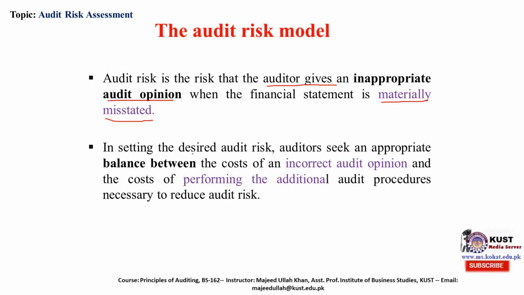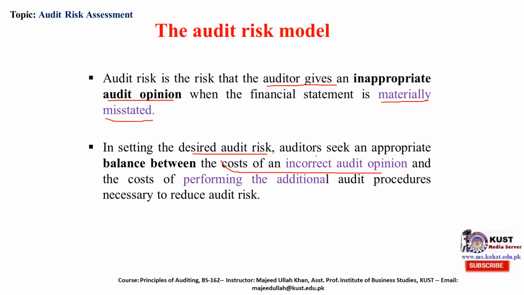So in setting the desired audit risk that is tolerable, auditors seek the appropriate balance between two things. The cost of an incorrect audit opinion, that is one cost. It is a huge cost, as I said earlier, the auditor may be sued for negligence.